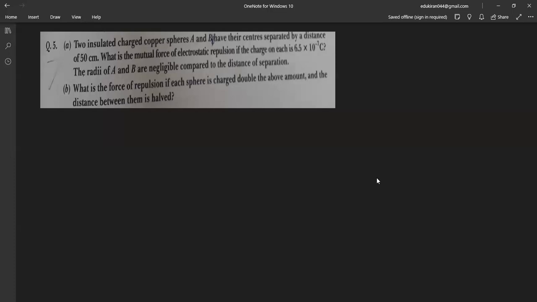So first we have to calculate the force, and then the distance between them is half. See, what is QA?